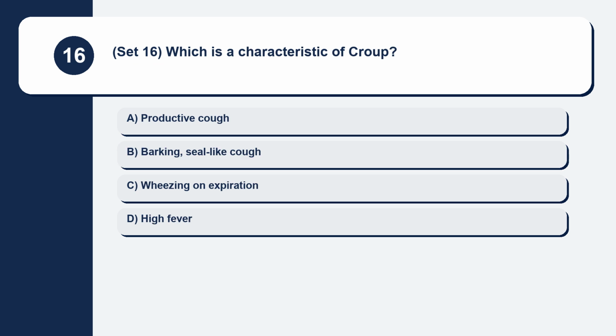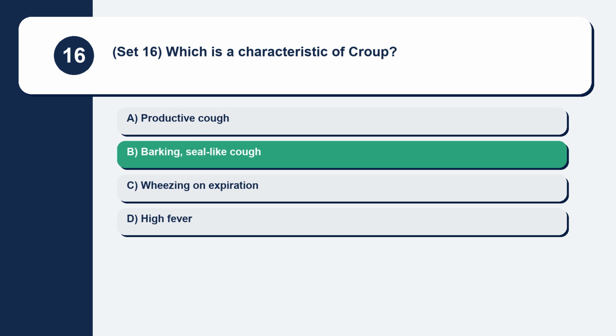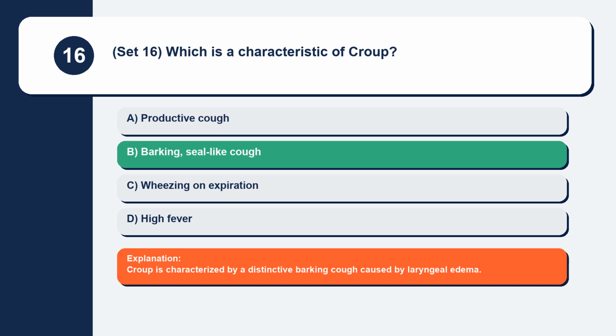Question 16, Set 16. Which is a characteristic of croup? Productive cough, barking seal-like cough, wheezing on expiration, high fever. Croup is characterized by a distinctive barking cough caused by laryngeal edema.